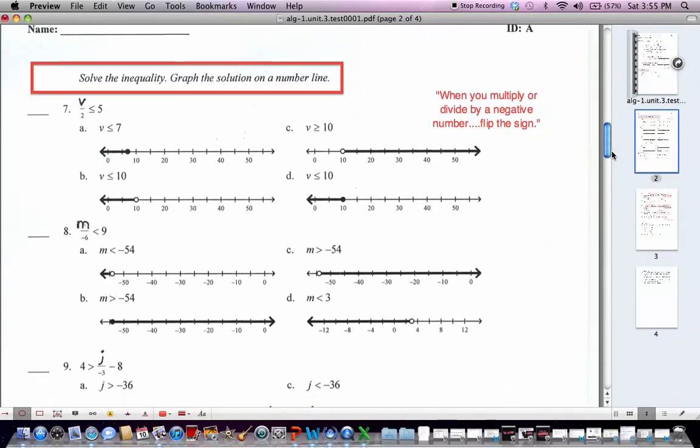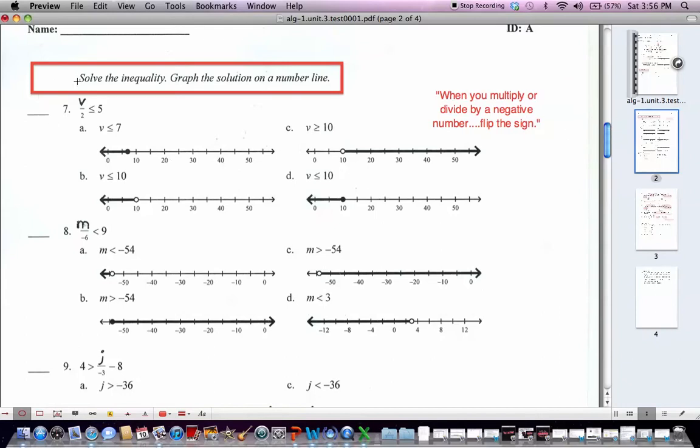Starting with number 7, we're going to solve the inequality. We're going to graph the solution on a number line. I put a little hint up here that you really need to pay close attention to and remember. Remember the inequality Macarena that we did in class that Ms. Hyde taught you? When you multiply or divide by a negative number, flip the sign. So remember that little chant in your head from what we did in class. This is going to be useful as you continue through the rest of the multiple choice test.